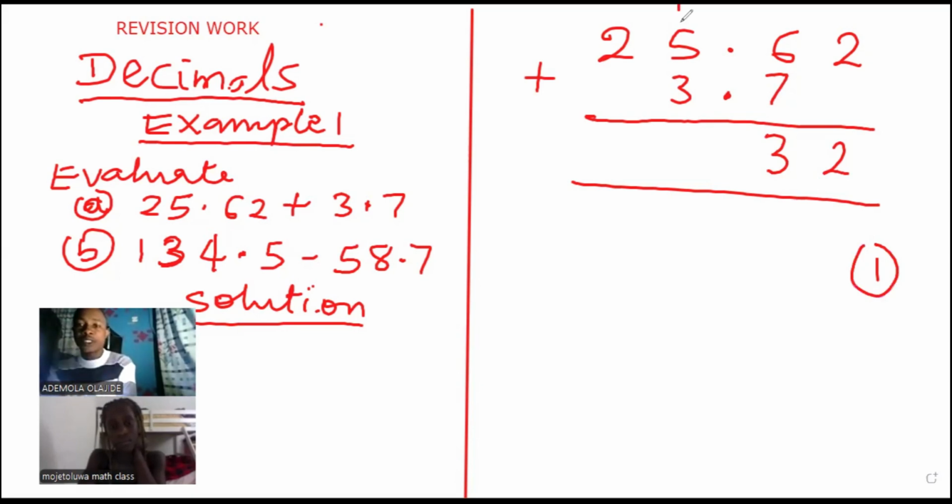Then you place your decimal. The next is 3 plus 5 is 8, plus that 1 you kept, 9. Then the last one here is 2. So we have it done.